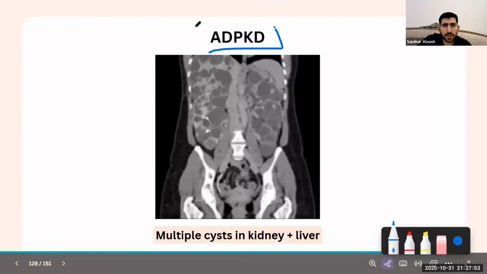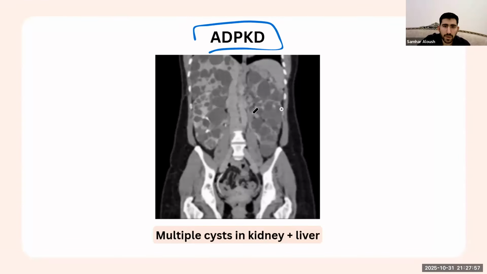Then we have autosomal dominant polycystic kidney disease. We already discussed this. Multiple cysts in the kidney and liver. So here is the kidney, here is the kidney, here is the liver. We have cysts in the liver, cysts in the kidney.